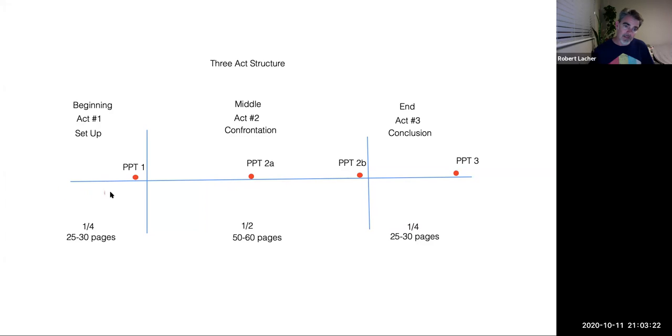You'll notice Act 1 is only a quarter of the movie. Act 2 is actually about half the movie, and Act 3 is about a fourth of the movie. Twenty-five to 30 pages for the first act, 50 to 60 pages for the second act, 25 to 30 pages for the third act, roughly.